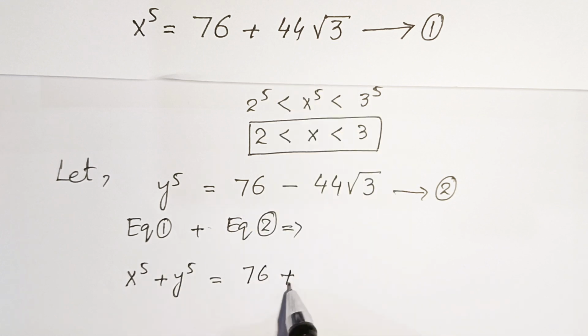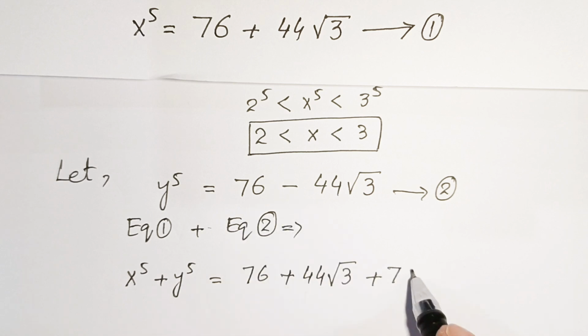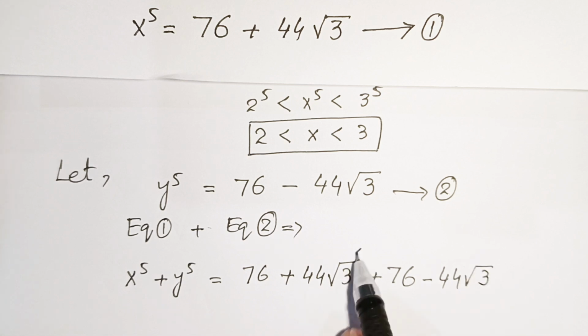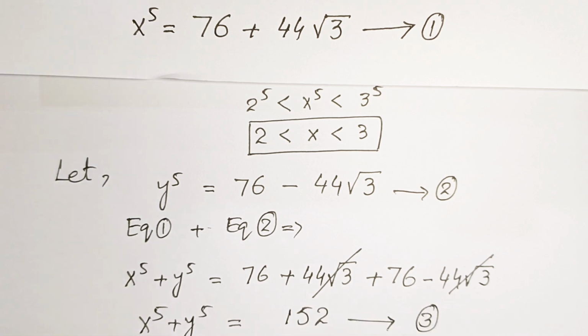here we have 76 plus 44 square root of 3, and adding the right hand side of equation 2, we have plus 76 minus 44 square root of 3. Here we see that this positive 44 square root of 3 is cancelled out with the negative. So we have x to the power 5 plus y to the power 5 is equal to 76 plus 76, we get 152. So let's say it is our equation number 3.